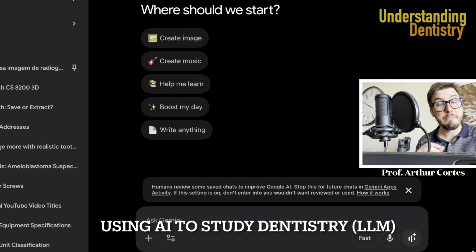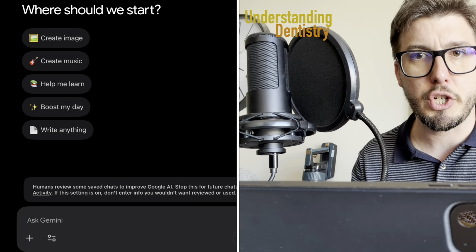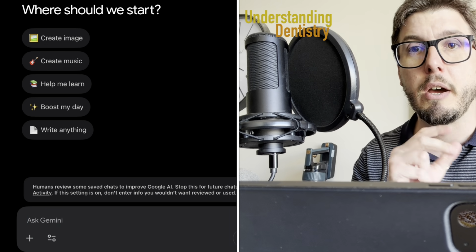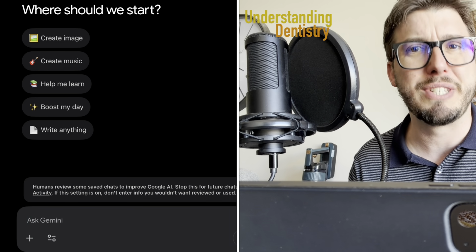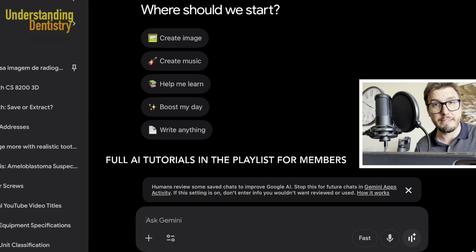Hello guys, very important question here. Can you use ChatGPT or any other large language model, like the Google Gemini, which you are seeing now on the screen, or even the Microsoft Copilot, to study dentistry? And the answer is yes, as a supporting tool, okay? You will understand why, and how to proceed with this.